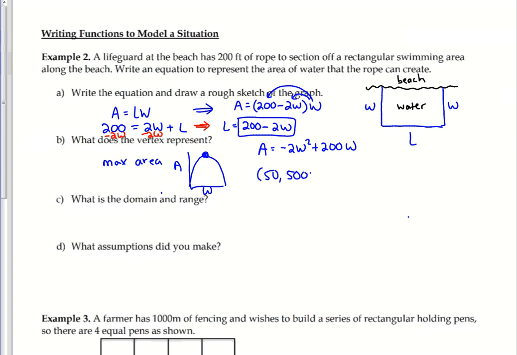So, what can we say about that? When the width is 50 feet, the area is maxed, a max of 5,000 feet squared.